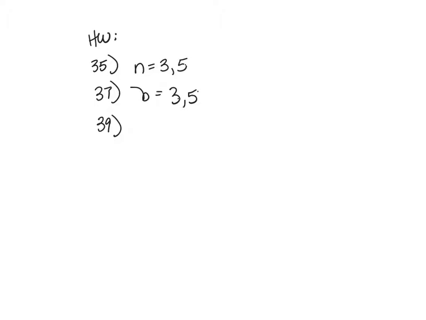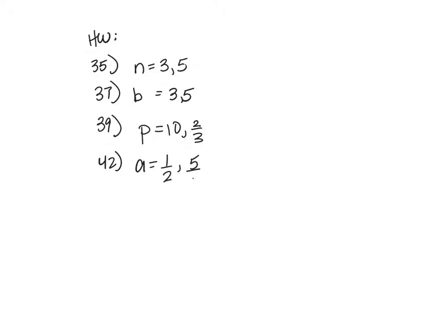So in regards to your homework, just do the best you can. You guys can message me anytime you have a problem or are struggling. But here are the answers to your homework. So 35, you should get n is equal to 3 and 5. For 37, b is going to be equal to also 3 and 5. For 39, p is equal to 10 and 2/3. For 42, you should get a is equal to 1/2 and 5/2.